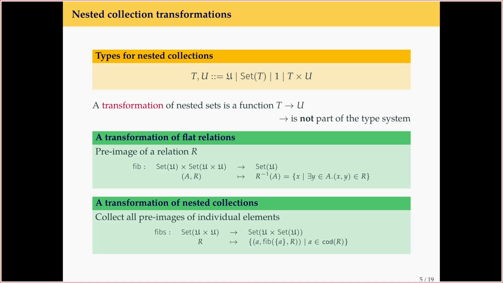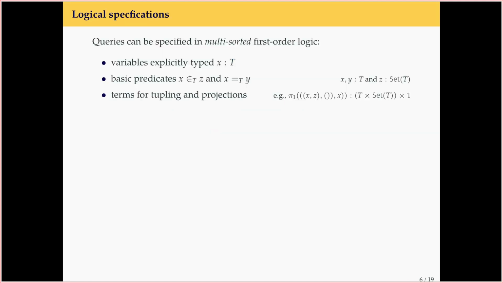The second one takes a flat relation to the collection of pairs associating every element of its codomain to its preimage by R. Given that we are working with sets, it is then natural to use the language of set theory with an equality and membership predicate to write specifications. We will, however, work in a multi-sorted setting where variables in formulas are explicitly typed according to the type system I have just discussed.